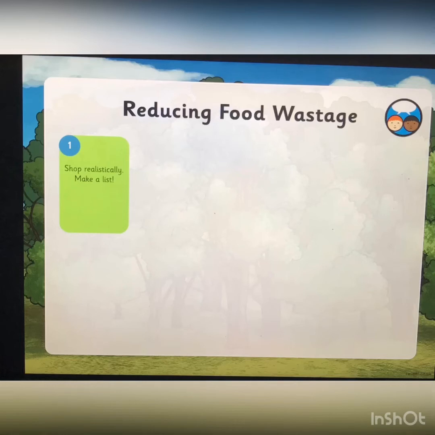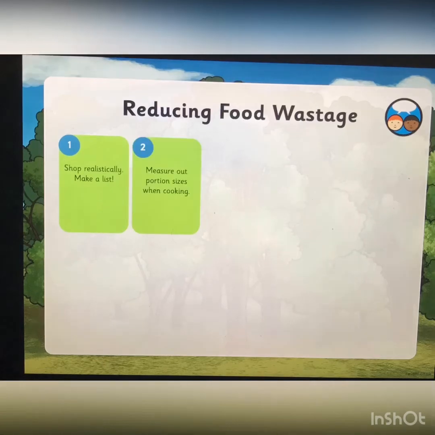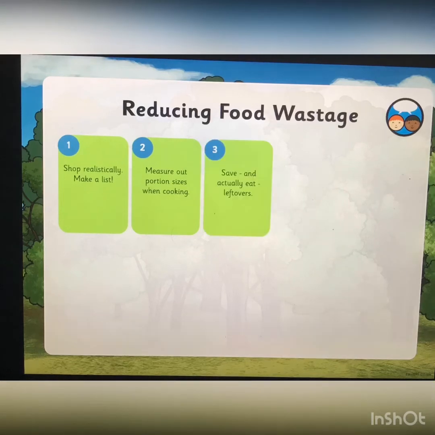So what can we do at home to reduce our food waste? Well, first, you should shop realistically. Make a list and know what you're going to buy before you go to the shop. Next is to cook realistically. Measure out portion sizes when cooking so you don't have a lot of leftovers that you're going to end up throwing away because you never ate them anyway. Next is to actually eat those leftovers. If you do have extra food, put it in proper storage so you can save it and eat it later.